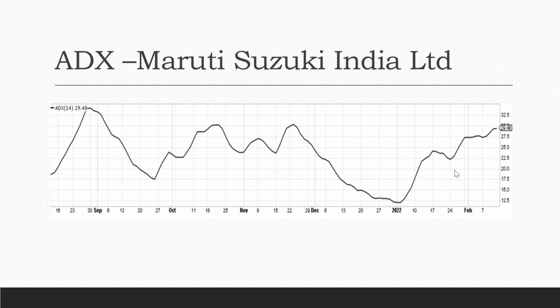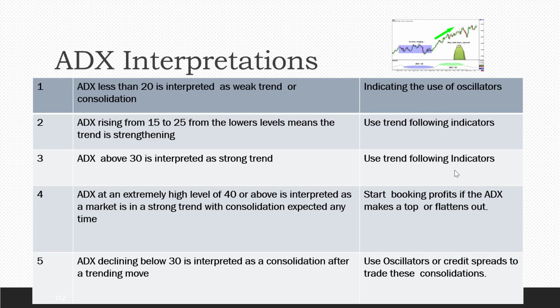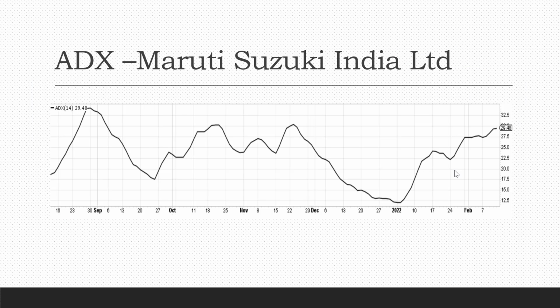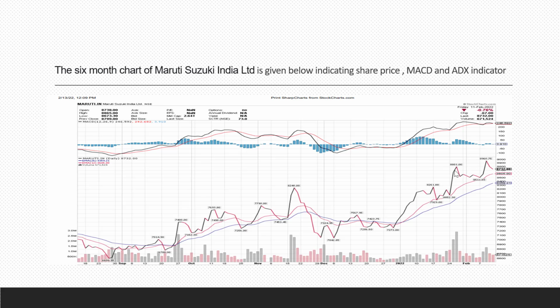First, we look at the ADX. ADX is showing a reading going up from lower levels of say 12 or thereabouts to 29. The interpretation of ADX, point number 2, says that if it is rising from somewhere around 15 to 25, then we should use the trend following indicator. That means it is saying that Maruti is trending. Now, which way it is going, we can only determine by looking at the price chart.